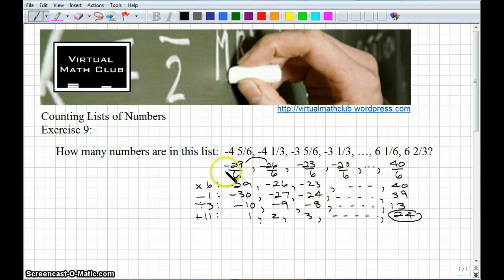But as long as you work carefully, get everything on the same denominator, then you can see what you're dealing with. And then we're just doing the same operations to all of the numbers. So we don't change the number of numbers. And we just keep working with it till we get to a list of counting numbers starting with 1.